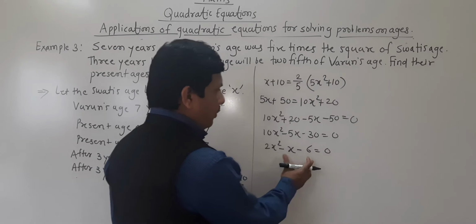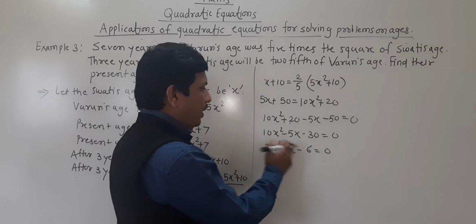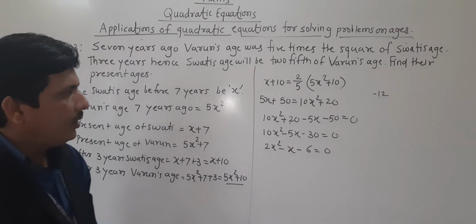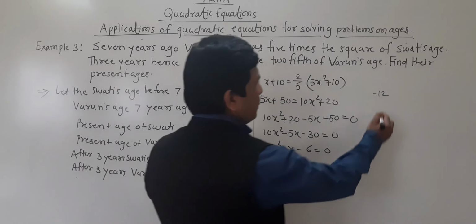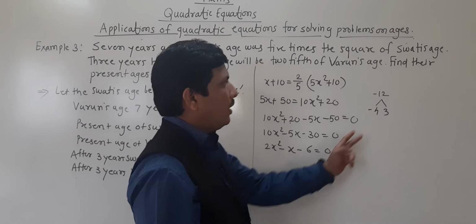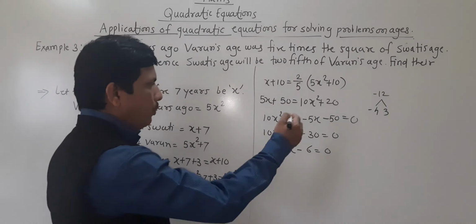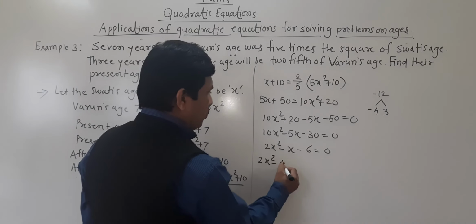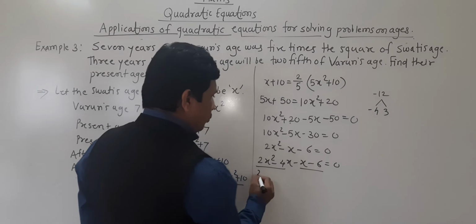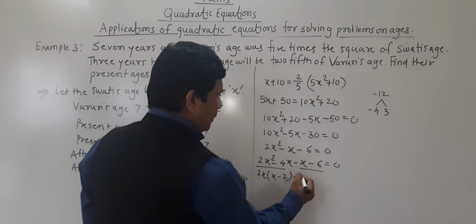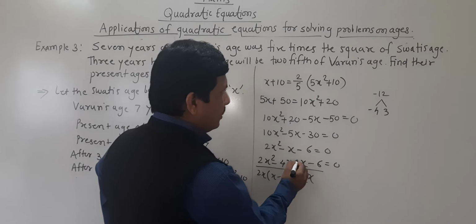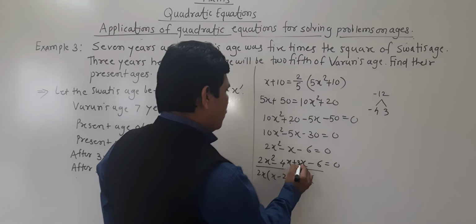So equals 0. Now we need to factorize. We have a quadratic equation. Minus 6 twos are minus 12. Minus 12, we need to factorize in such a way that the sum should get minus 1. So factors are very easy: minus 4 and 3. Minus 4 into 3 is minus 12 and minus 4 plus 3 is minus 1. So we will put 2x square minus 4x plus 3x minus 6 is equal to 0.